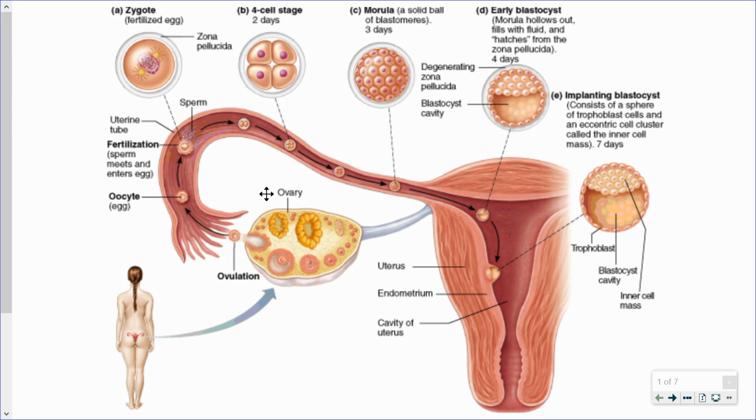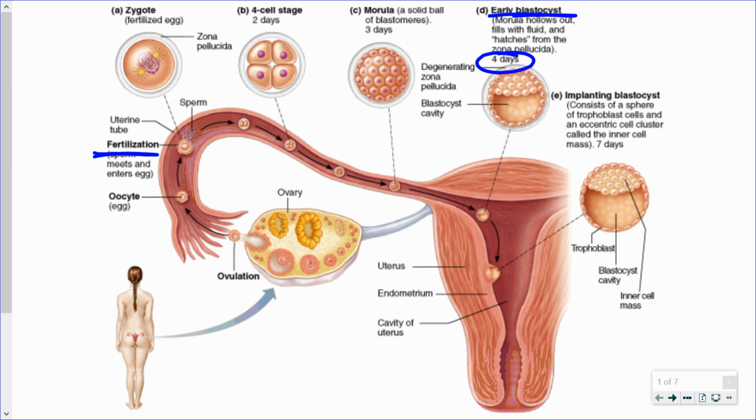So eventually, about 4 days after fertilization, which is going to be our reference point now in terms of timing, we have a structure that's going to enter into the uterus, and this is referred to as the blastocyst. This one here, the early blastocyst.